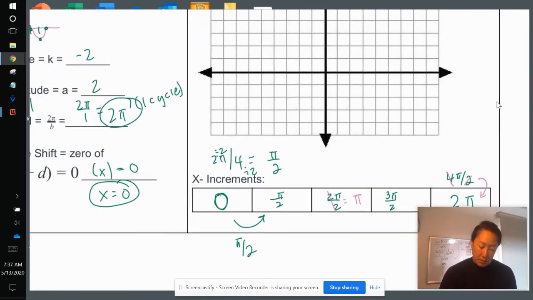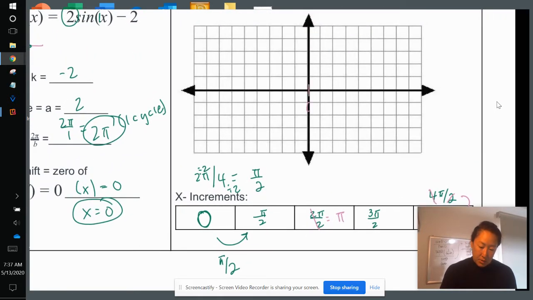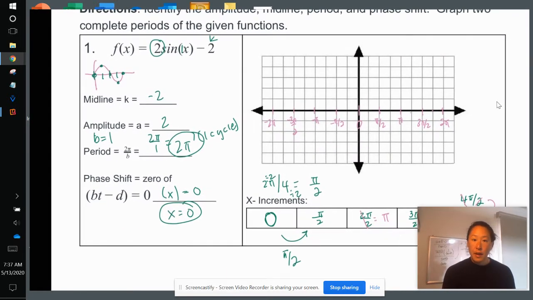So that is 0. That right there, every other line is pi over 2. That is pi. 1, 2 gives me 3 pi over 2. 1, 2 gives me 2 pi. And since I have to do 2 cycles, I'm going to go backwards as well. So I'm going to count backwards. Negative pi over 2. 1, 2. Negative pi. Negative 3 pi over 2. And negative 2 pi.